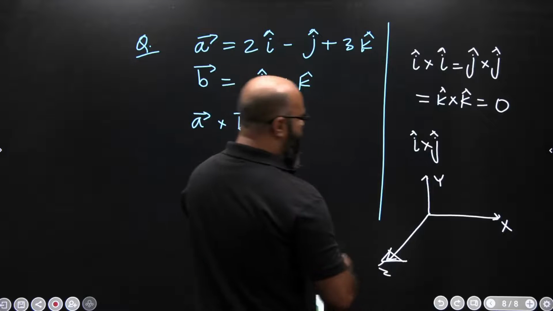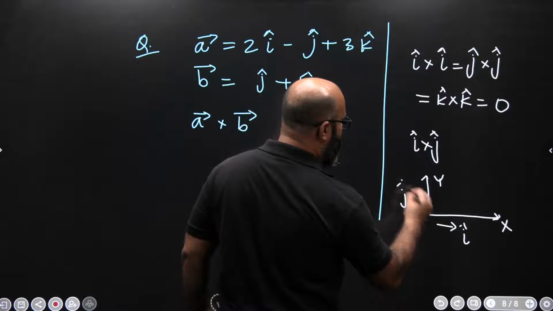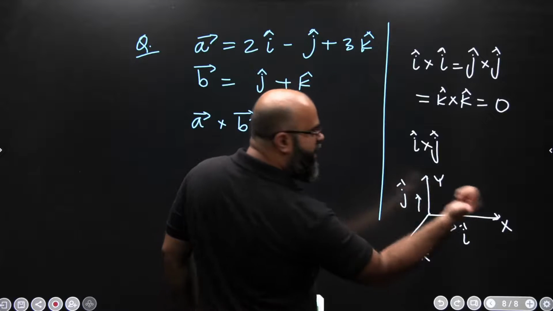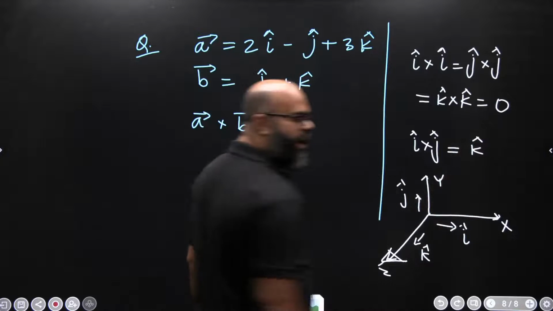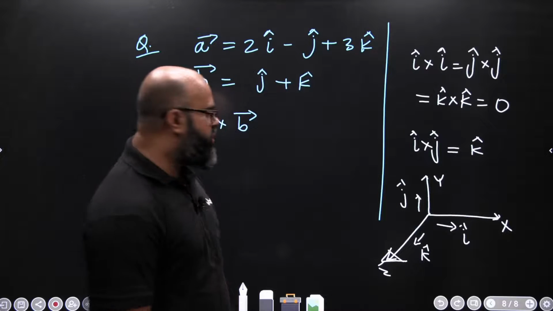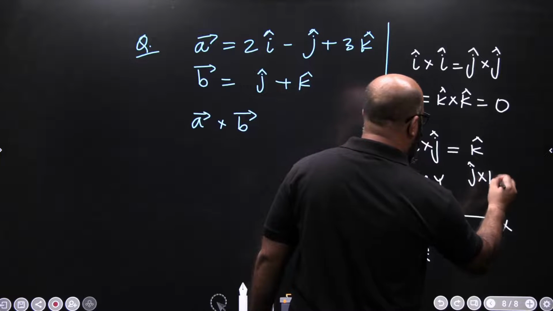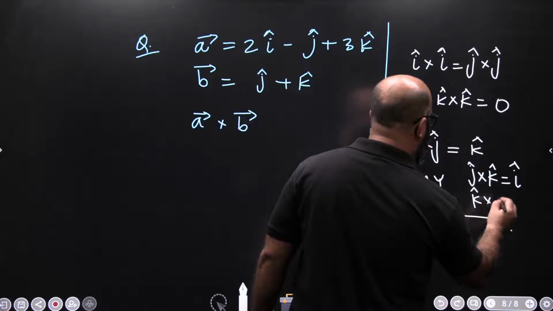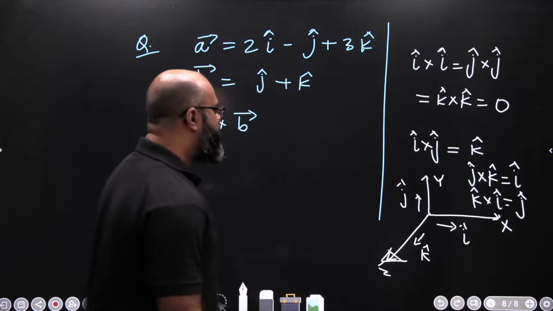Now if you take i cross j, this is i unit vector, this is j unit vector, and this is k unit vector. So i cross j would be k, of course, because its magnitude is 1 and only the direction is there, which is k. Similarly, j cross k is equal to i, and k cross i is equal to j. So these are some of the results we have.